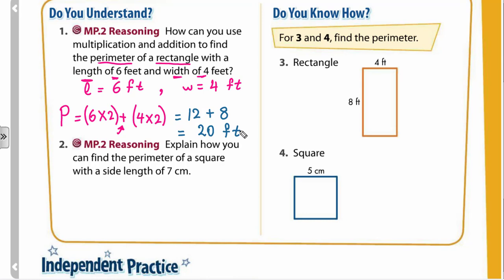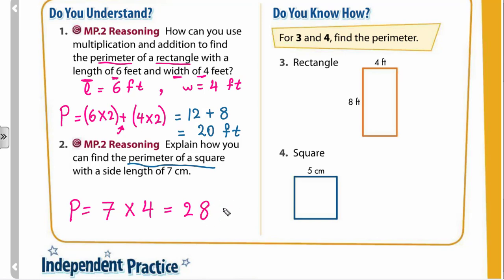Yes. Okay, Hassan, go ahead. In the next question, explain how you can find the perimeter of a square with side length 7. All the sides of a square are equal, so you multiply 7 by 4 and that equals 28. Excellent. So we will write that the perimeter equals 7 times 4 or 4 times 7, it's okay. And it's 28.